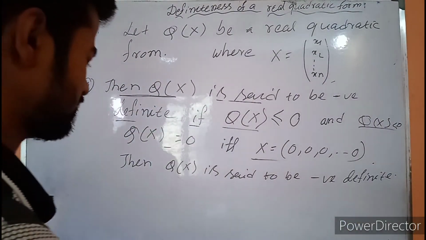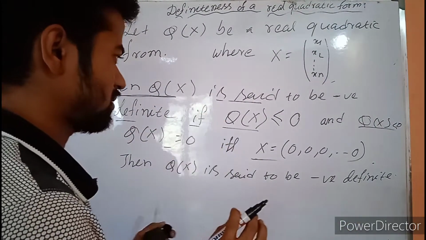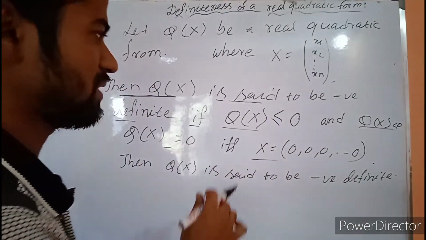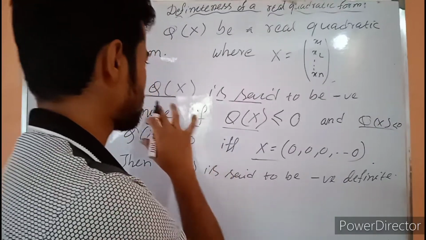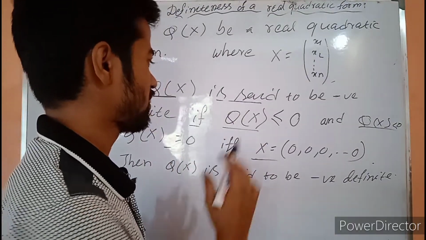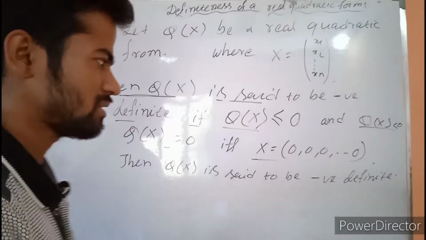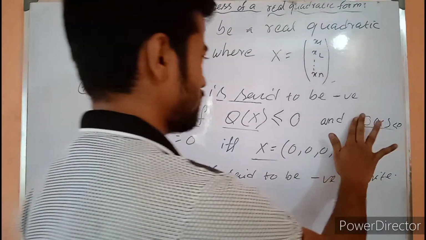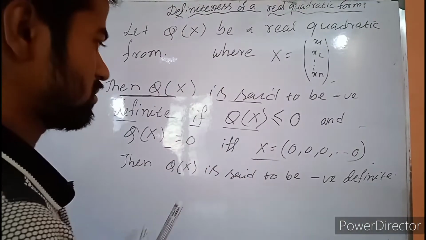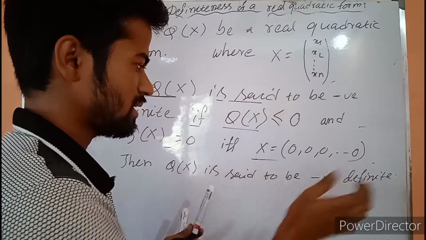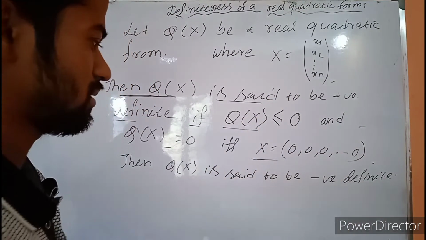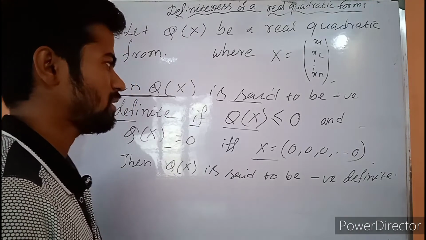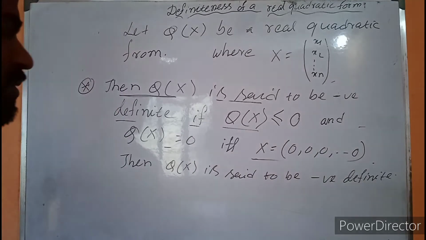I have made the required changes for negative definiteness of the quadratic form. That is, the quadratic form Q(x) is said to be negative definite if Q(x) is less than or equal to 0 and Q(x) equals 0 only for x equal to the zero vector. Then the quadratic form Q(x) is said to be negative definite. Now let's move on to the next point.